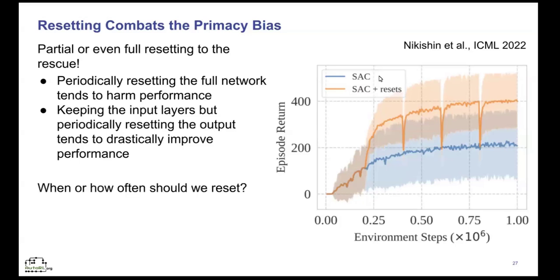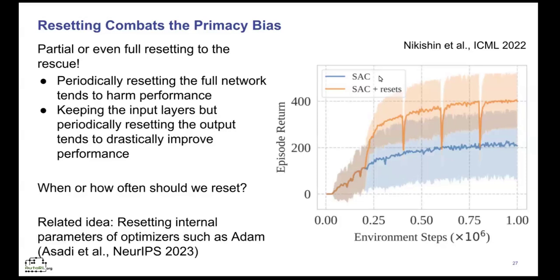Now the question for the AutoML community could be, when or how often should we reset, right? That is a new hyperparameter that's being introduced. You could also think of different parts being reset at different frequencies. You could also come up with ensembles. So this is something where the AutoML community could again shine and use their expertise to really improve by addressing the problem of the primacy bias in reinforcement learning.